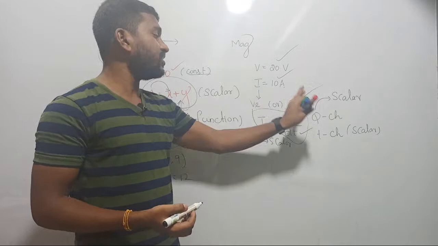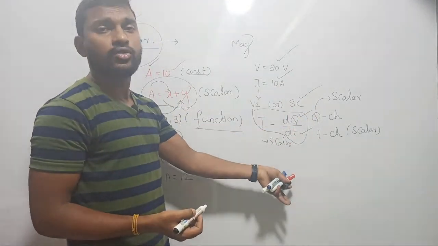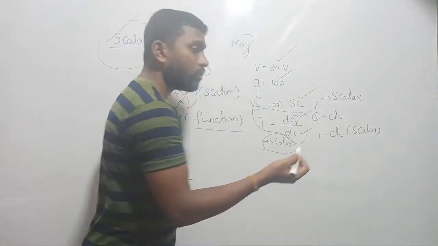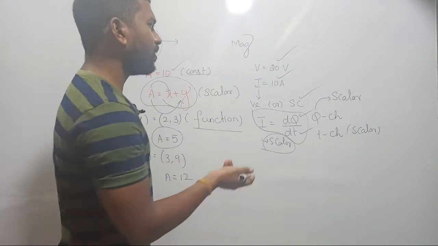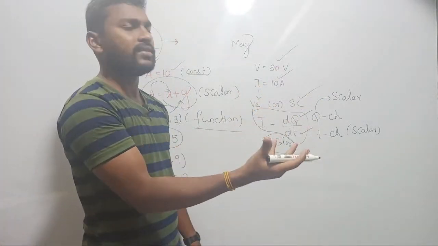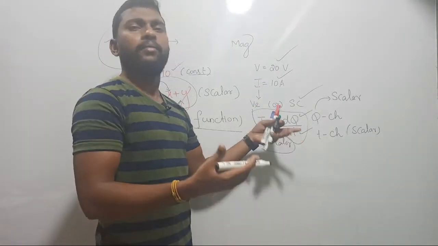And we all know charge is what? Scalar quantity. Time is what? Scalar quantity. Current depends on these 2, so by default, current also will become a scalar quantity. So finally, what have we understood? Voltage is predefined. It is always scalar. It has some magnitude at all places. Similarly, current is a scalar quantity, charge is a scalar quantity, time is a scalar quantity.